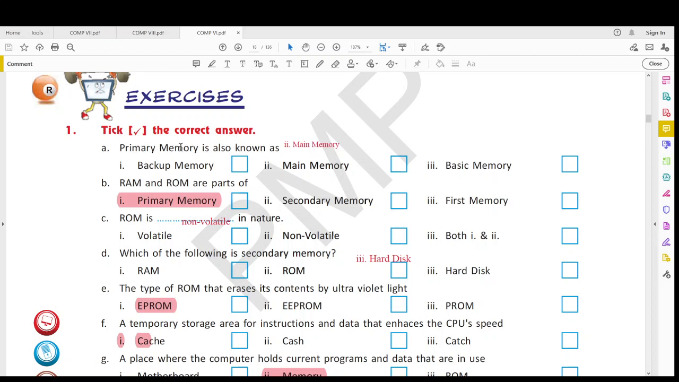1A. Primary memory is also known as backup memory, main memory, basic memory. And the right answer is main memory. You know that main memory of the computer is like the workspace of a carpenter. So without the workspace, can we work? So workspace is very vital where we work.